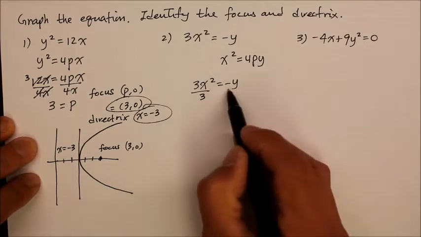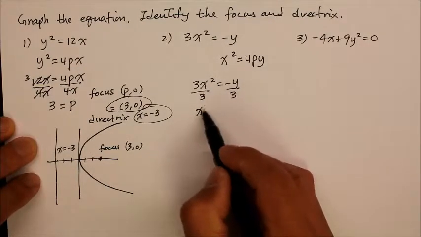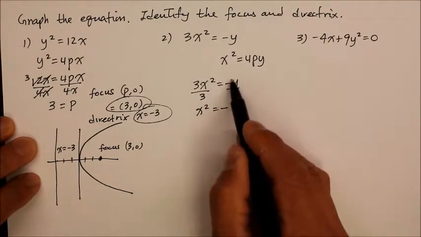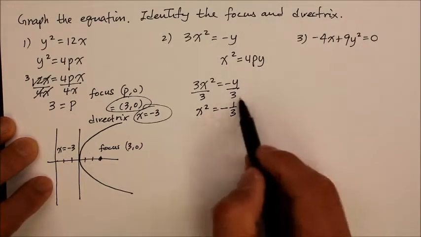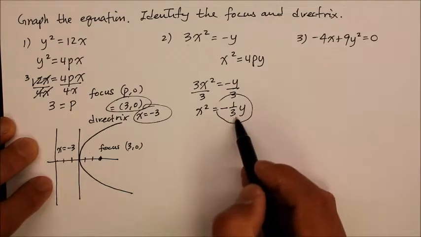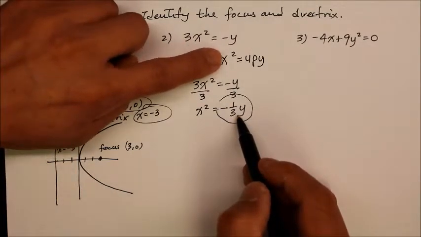So we're going to divide by the coefficient 3. So we have a standard form: x squared is equal to negative 1/3 y. So we know what x squared is. It's negative 1/3 y. What do we do with this? We substitute it into the standard form.